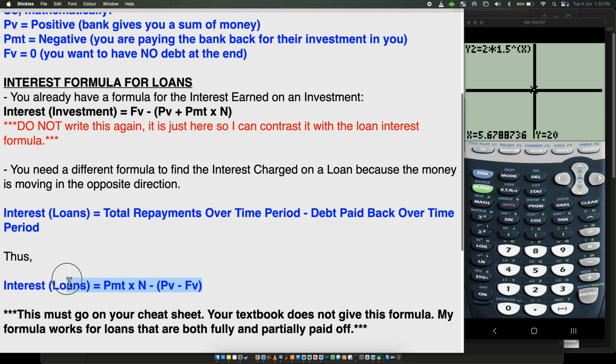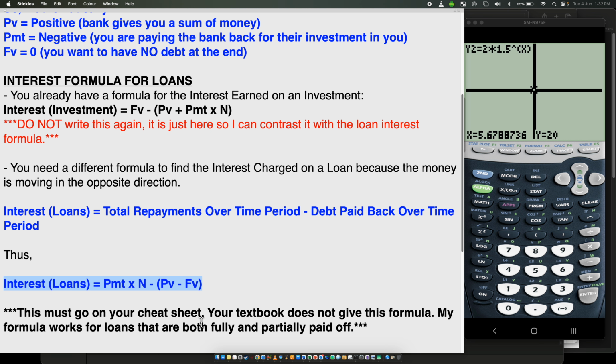So the formula that should be on your cheat sheet is this. The interest on loans is equal to PMT times N minus, in brackets, PV take FV. This must go on your cheat sheet. Your textbook does not give this formula. Why? I don't know. My formula works for all loans, whether fully or partially paid off. So please get this. No joking about it. You're going to be hammering this formula for your DI and for your questions in your test and exam.